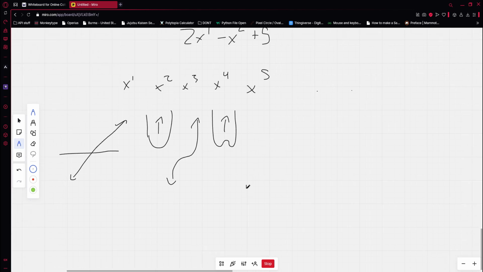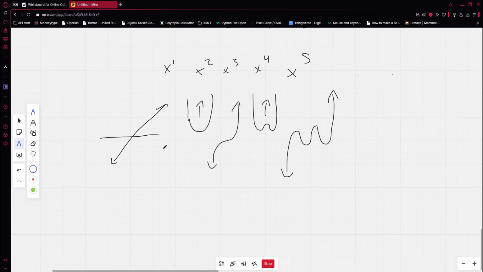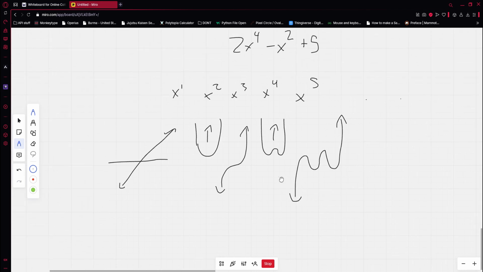x5, this weird looking thing, but it goes up. Seeing the pattern here? Odd functions will go both ways. They will go both up and down. They will not have a minimum, they will not have a maximum. They don't care. Even functions will always have a minimum or a maximum, right?